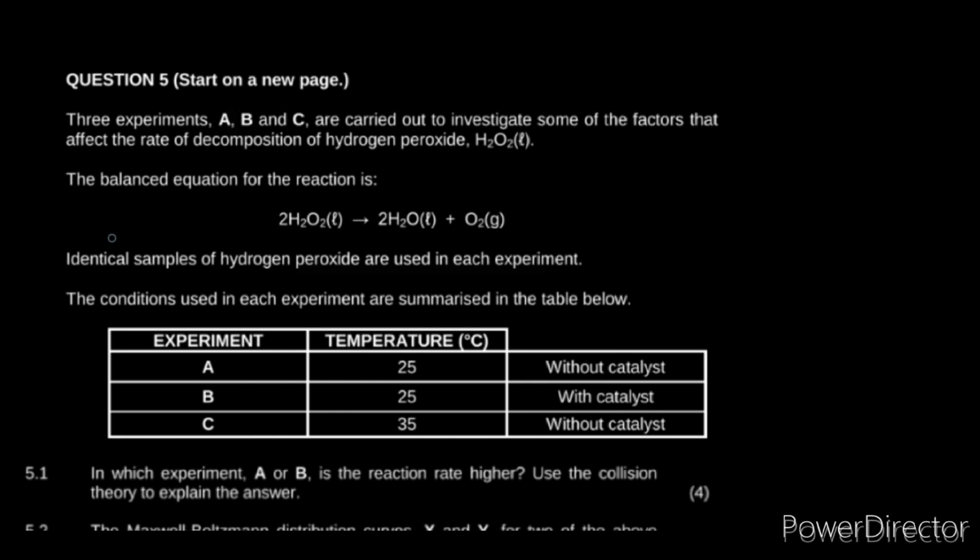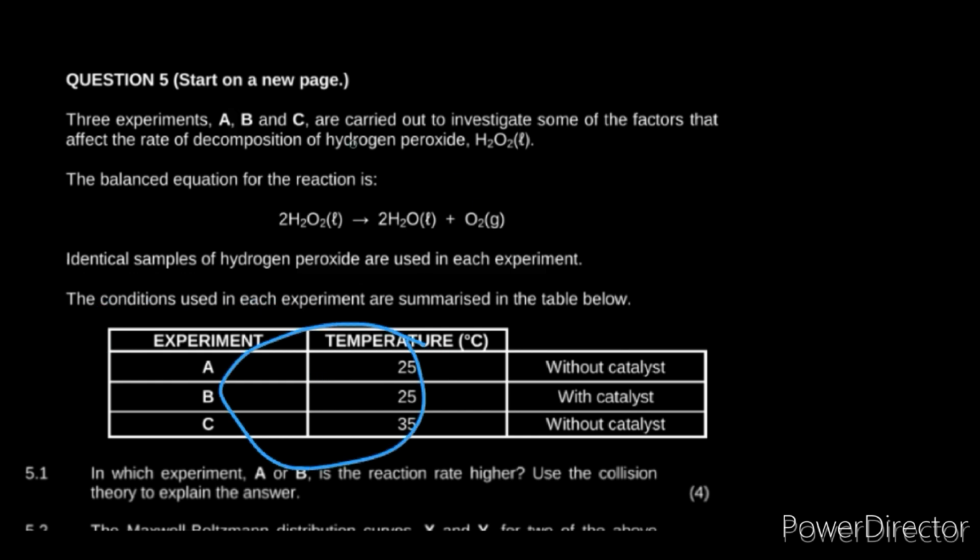Alright, here is a past paper. You are told that 3 experiments A, B, and C are carried out to investigate some of the factors that affect the rate of decomposition of hydrogen peroxide. Then they said the balanced equation of the reaction is, so they gave you this. They said identical samples of hydrogen peroxide are used in each experiment. Now they said the conditions for each experiment are summarized in the table below.